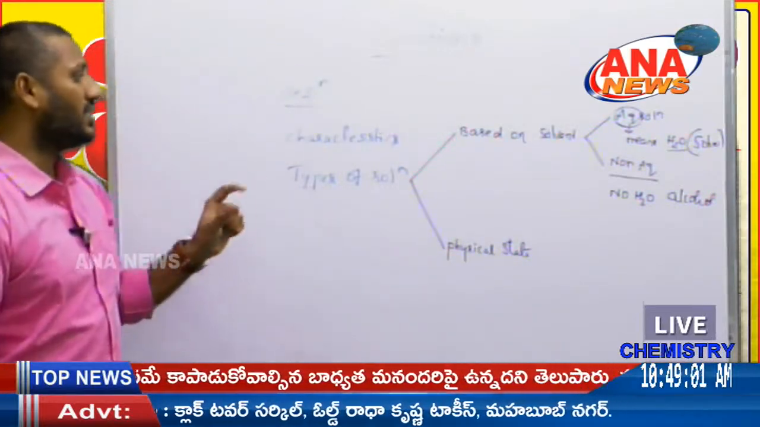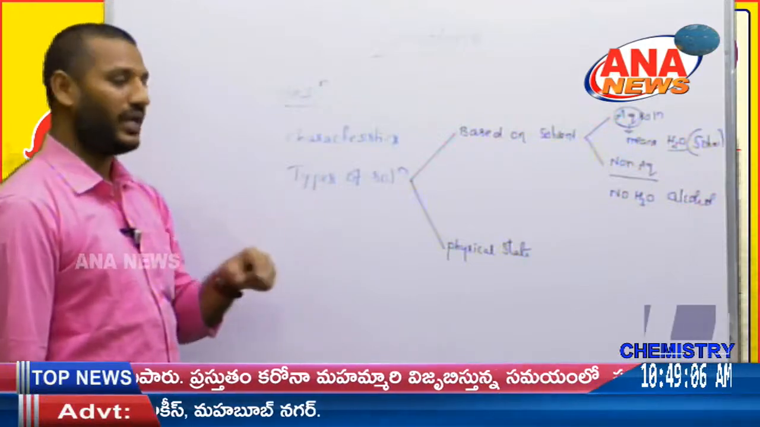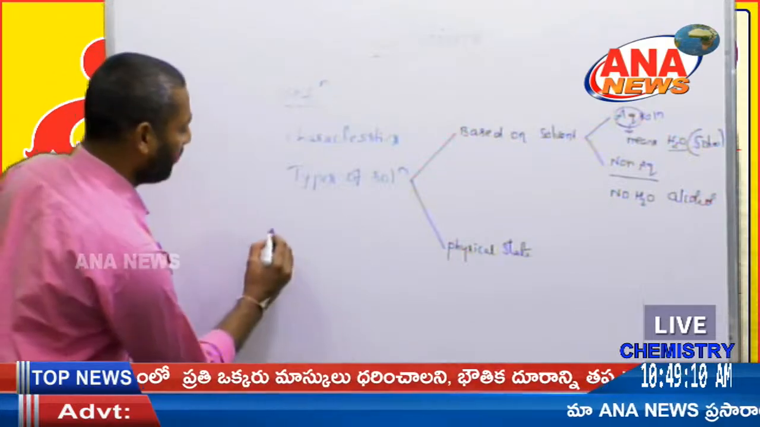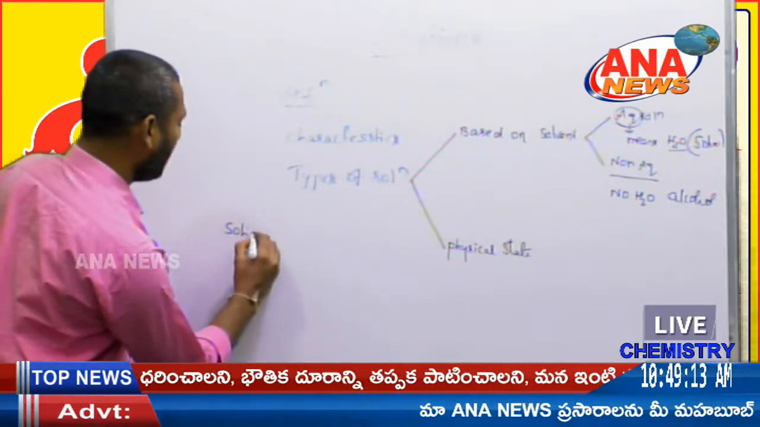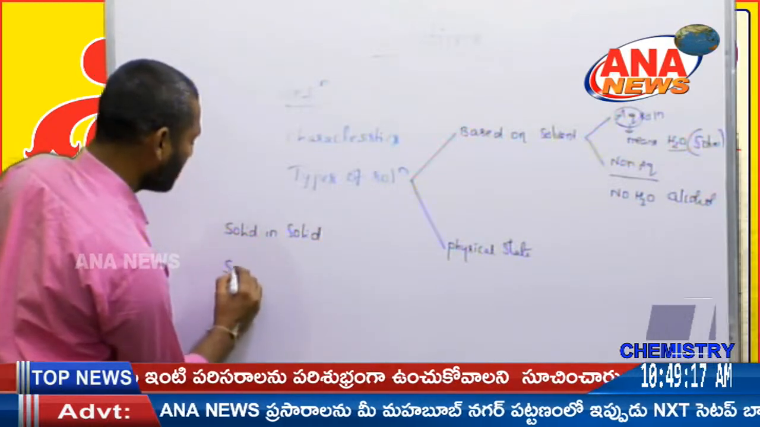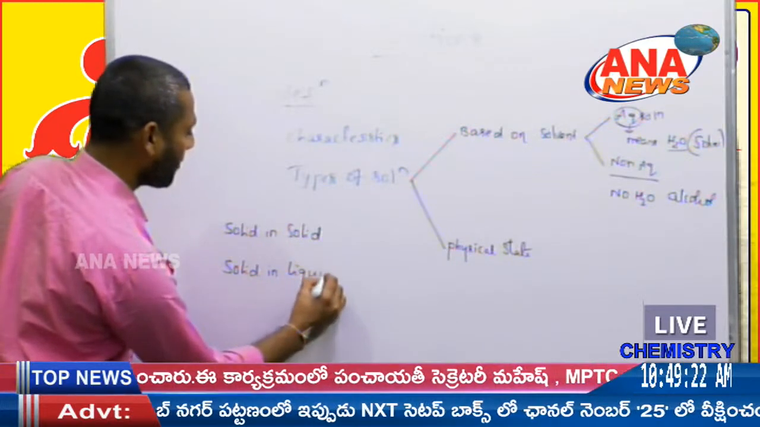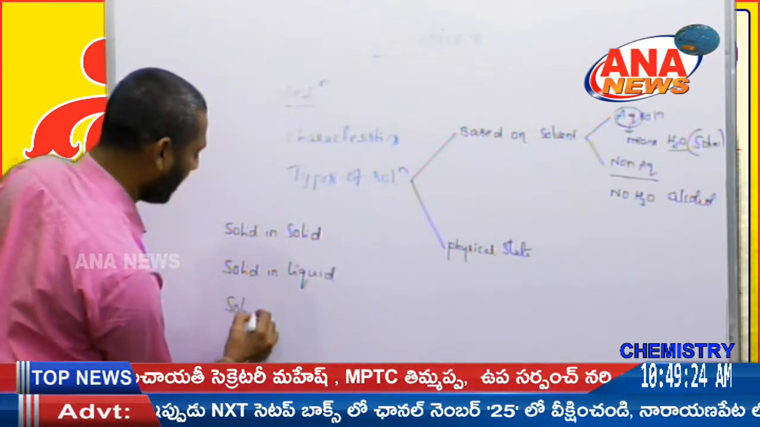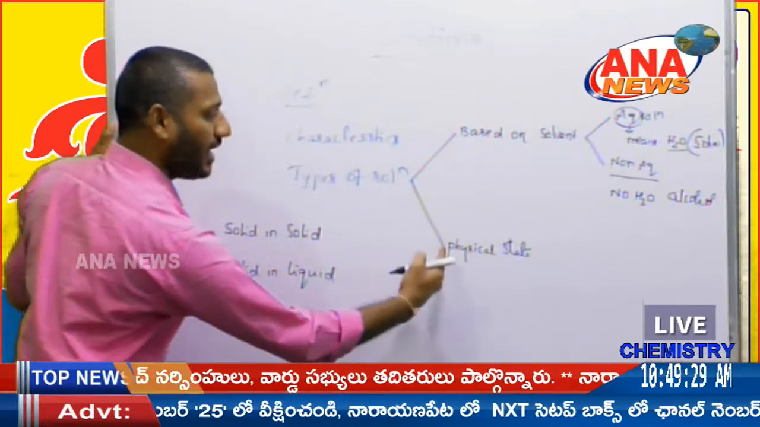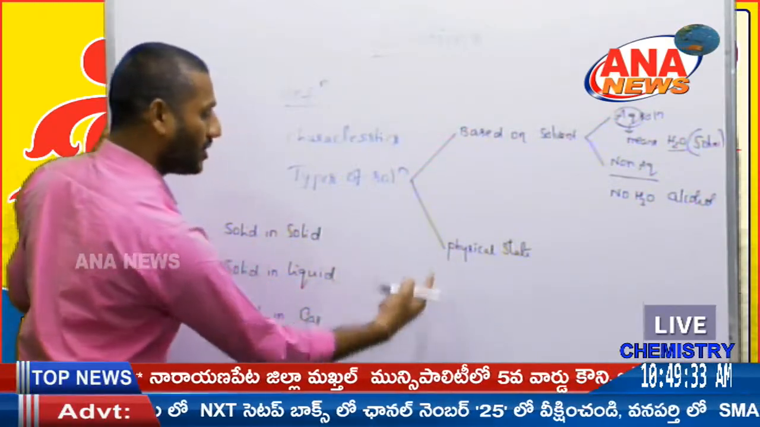In the previous class, the writing was very small, so that's why I have to clear all those errors today. Based on their physical state, we have a lot of examples. That is solid in solid. Next one is solid in a liquid. Next one is solid in a gas. Similarly, liquid in a liquid, gas in a liquid. So there are 9 types.